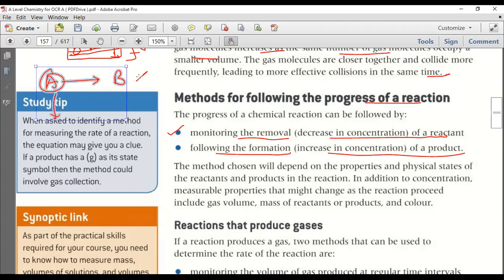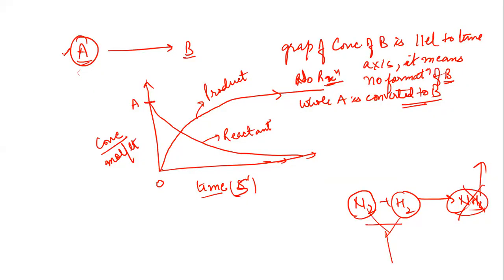If you remember this graph, now this graph is for the product. After some time, it is parallel to the time axis. It means the reaction is now finished. There is no further change in the product. It means all the reactant is finished. Now if you see this concentration is 0, it means there is no reactant. Each and every reactant is converted into product. Clear?